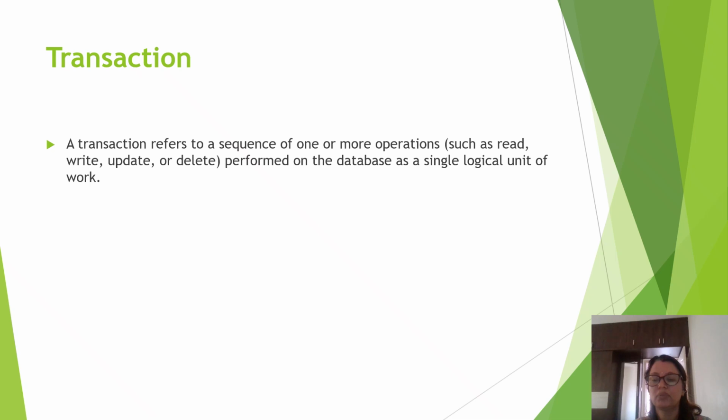A transaction means a sequence of operations. The operations can be a read operation, a write operation, an update, a delete, etc. A few examples of transactions are railway reservation, banking transaction, and airline reservation. Next, I am going to explain the states.